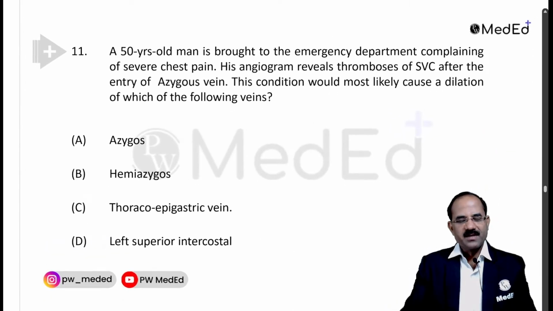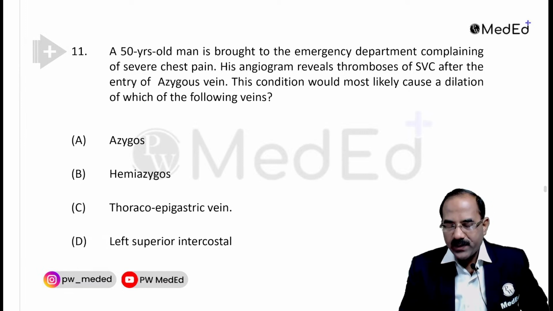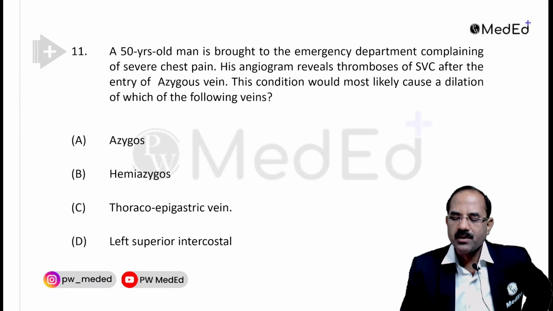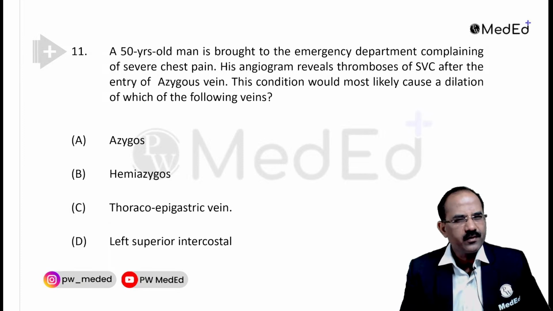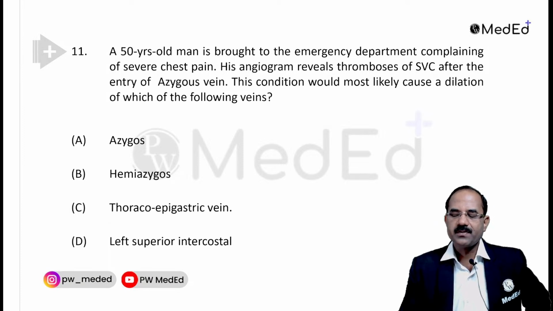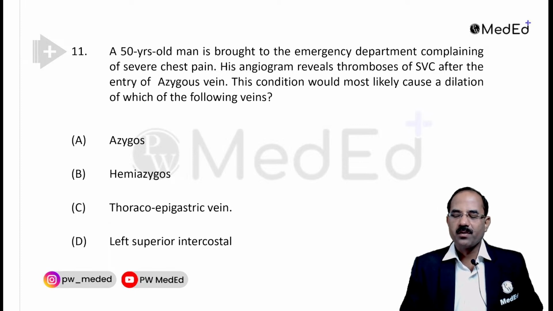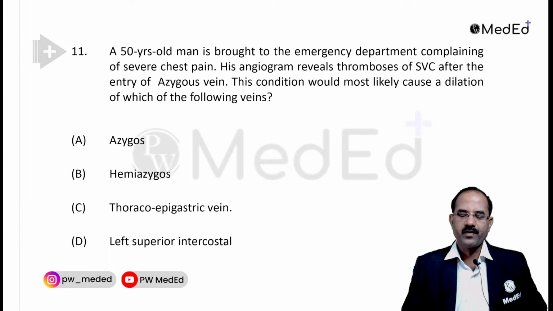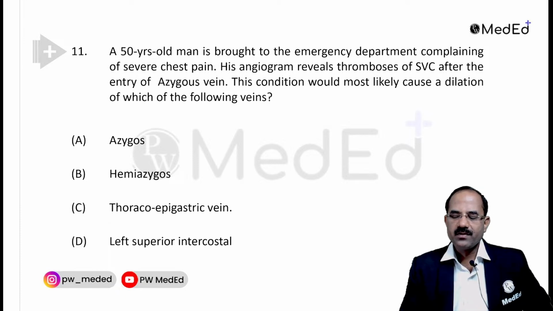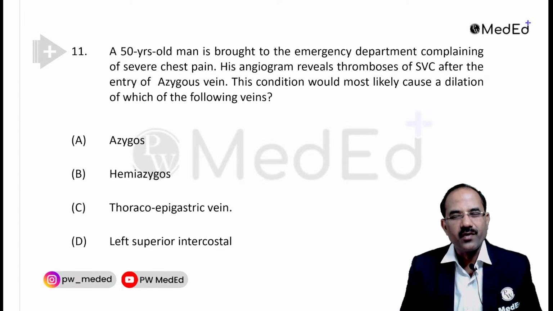Students, coming to the next MCQ. A 50 year old man is brought to the emergency department complaining of severe chest pain. His angiogram reveals thrombosis of the SVC after the entry of the azygous vein. That means thrombosis of the SVC after the opening of the azygous vein. The condition would most likely cause dilatation of which of the following veins?